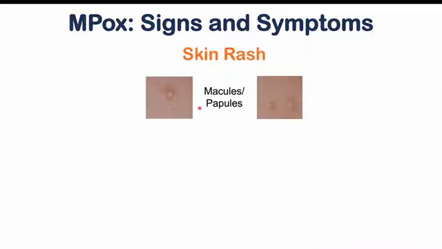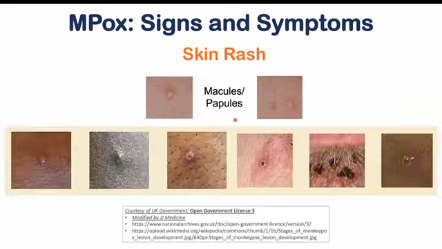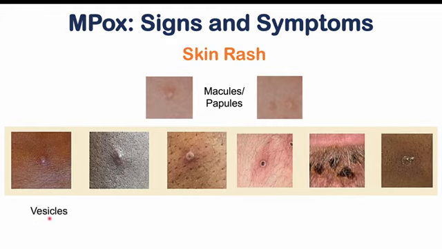So it's going to start out as macules and papules. Macules are flat skin lesions, and papules can be slightly raised skin lesions. So they can start off flat or slightly raised, and then they're going to go through a set of different stages. So they can become vesicles, which are raised skin lesions with a little bit of fluid in them. They can then become pustules or pus-filled, so they can have a little white head on them. They can then undergo umbilication, which is the formation of a little dot in the middle.